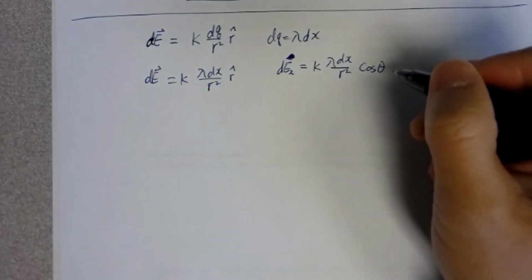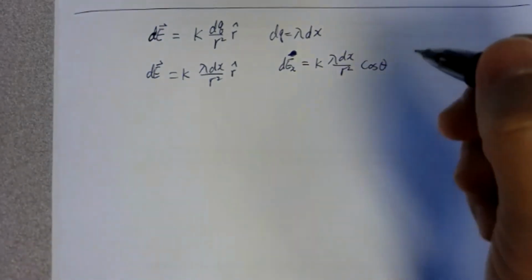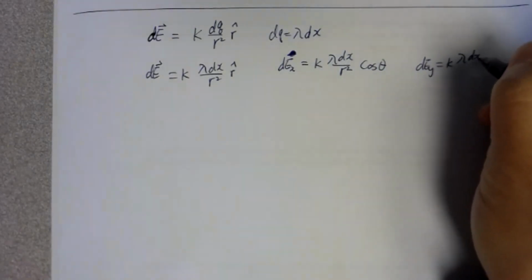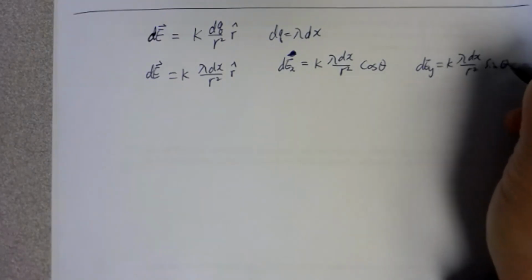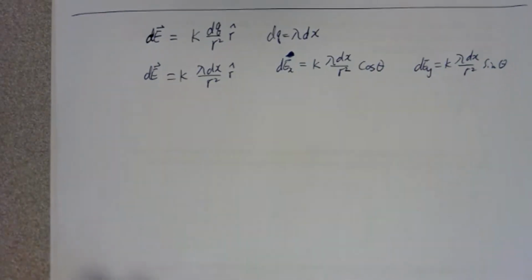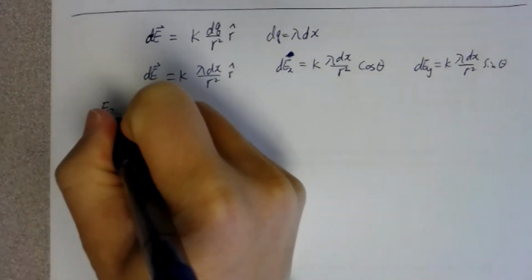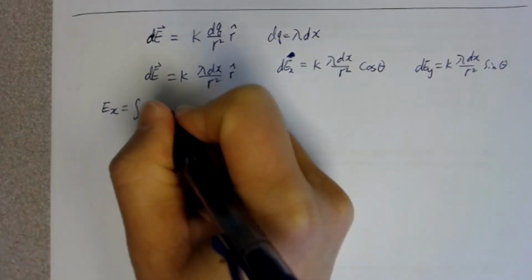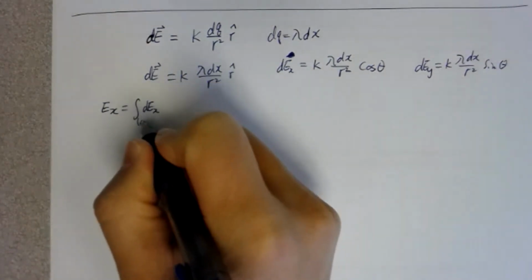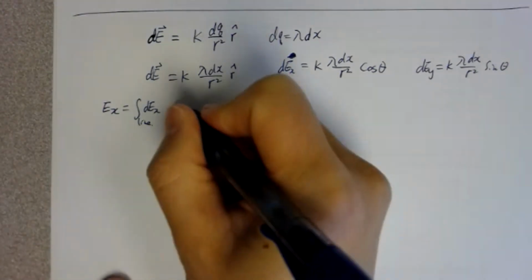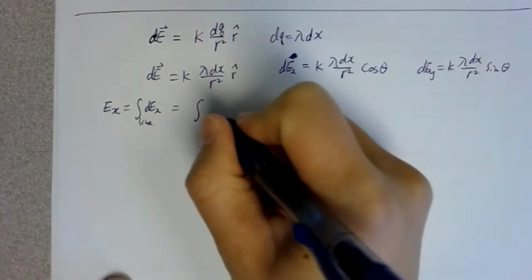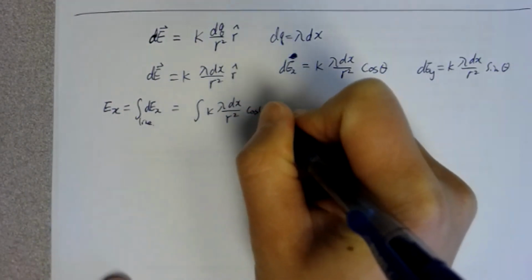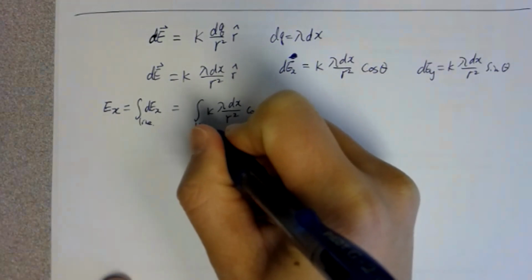The vector r makes an angle with the horizontal, okay? And then the derivative of E in the y direction should be k lambda dx over r squared times sine of theta, okay? So you have a sine of theta and cosine of theta. So for the overall electric field in the x direction, you'll do the integration of the derivative of E_x through the line, okay? That should be equal to the integration of k lambda dx over r squared cosine of theta through the line, okay?